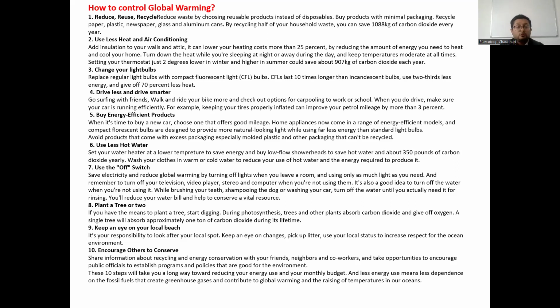So that is all for today. In this slide, we summarize what we have learned, a gist of how to control global warming. First one is the triple R: reduce, reuse, recycle. Then use less heat energy. Use less air conditioning. Then change your light bulbs to modern LED. Then conserve energy. Then drive less.